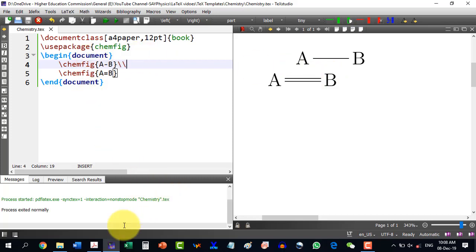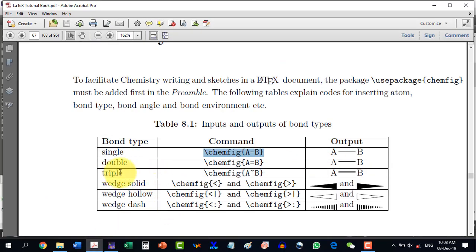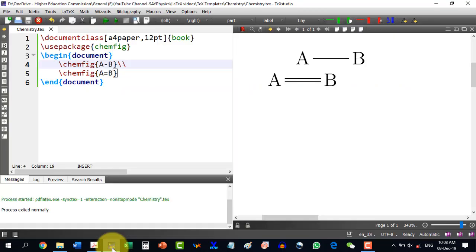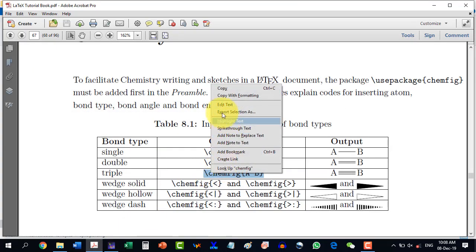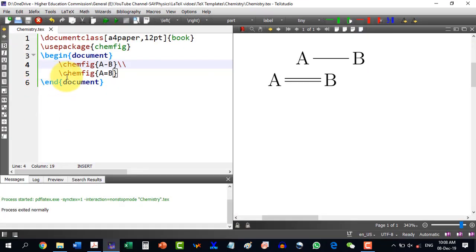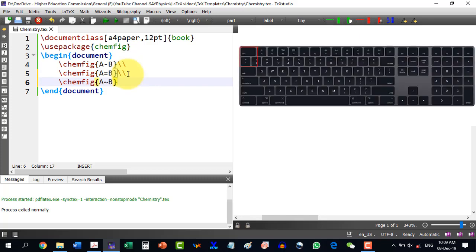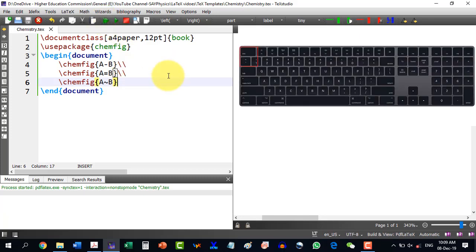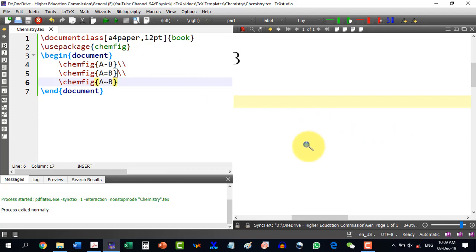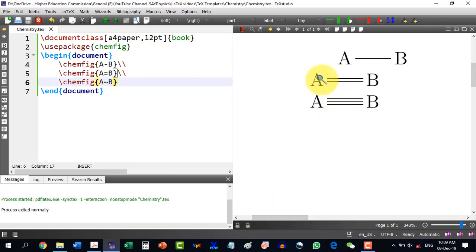Similarly, for the other commands, like a triple bond, we will have to write the tilde symbol, which is just below the escape key on the keyboard. I copy it, enter this and paste, and this will give the triple bond, and here's the triple bond. So the bondings can be done with these commands.